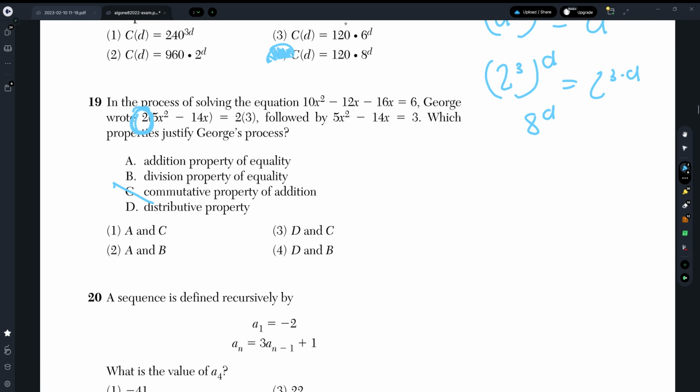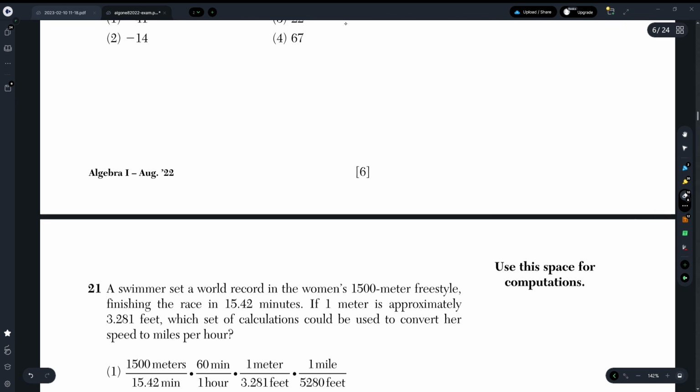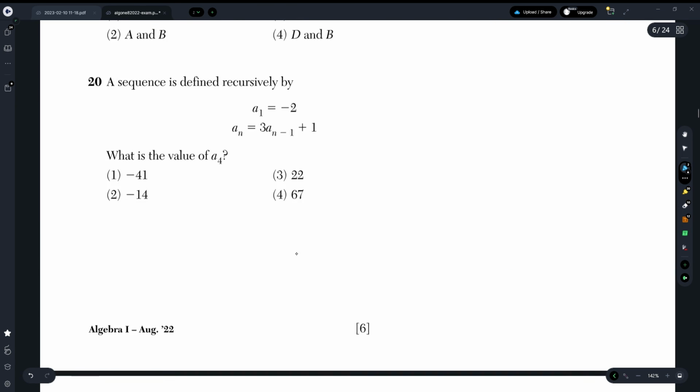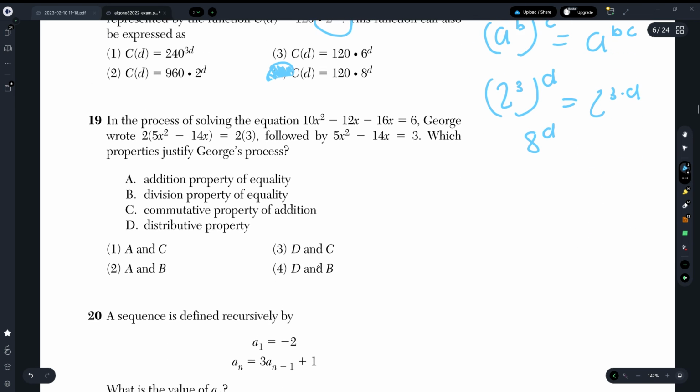So the answer to 19 is, oh, sorry, my fault. So he took out a 2. He distributed 2. And the way that he distributed it was that he kind of divided everything by 2, if you look at it here, right? Because we had 6 right here, then we turned it to 3. We had 10 right here, we turned it to 5. So not only is he distributing 2 out of the equation, he's also dividing it by 2.